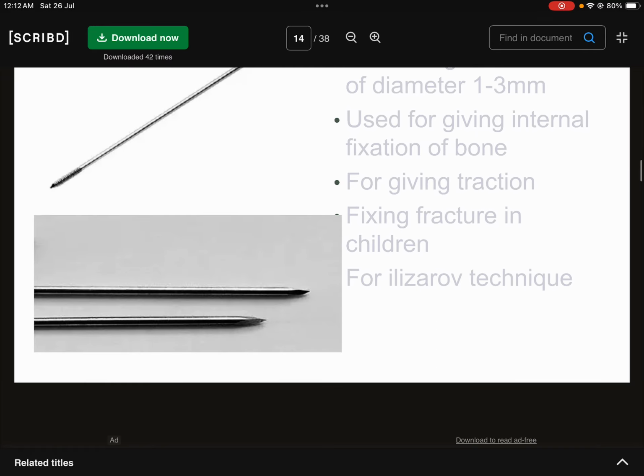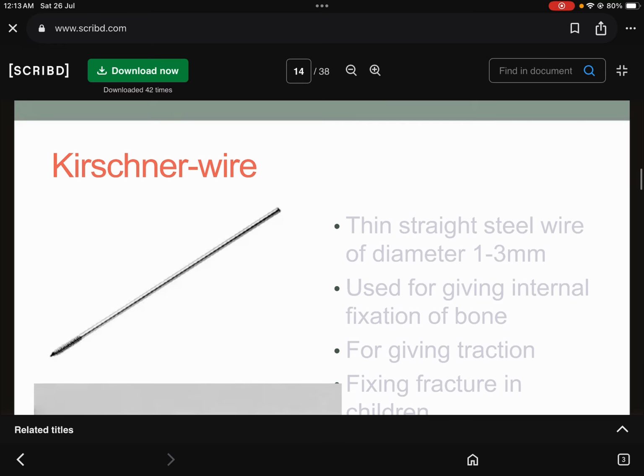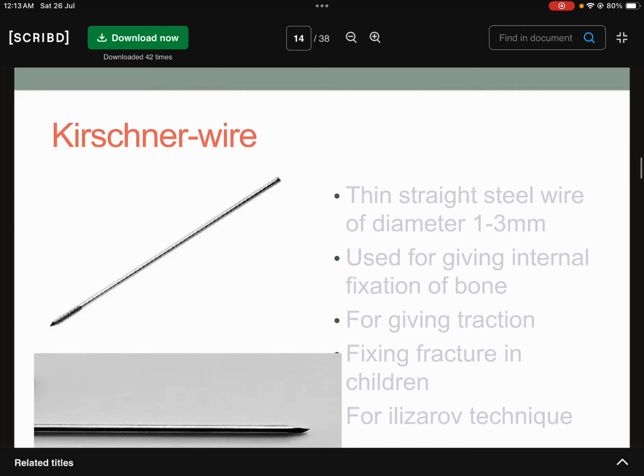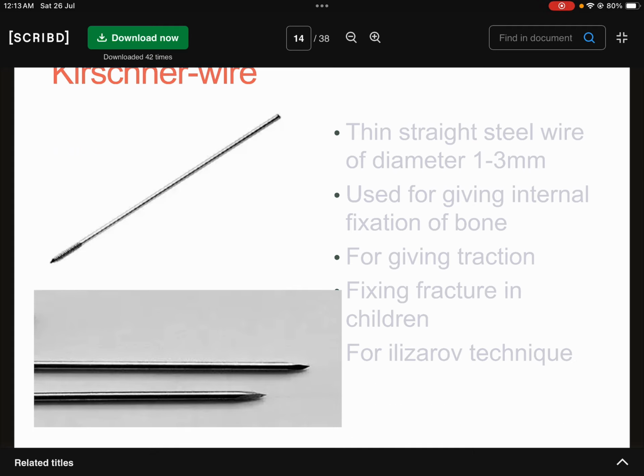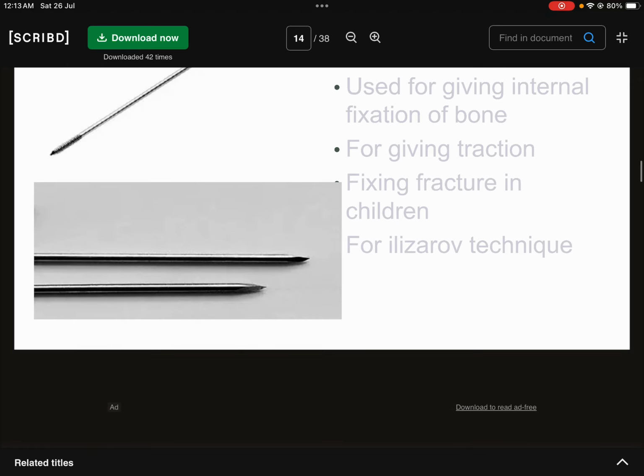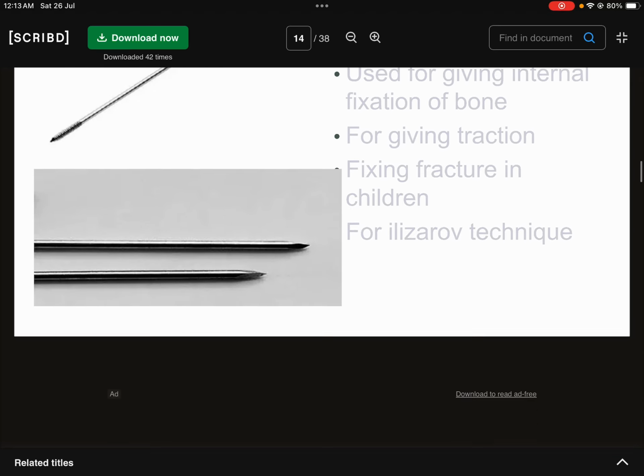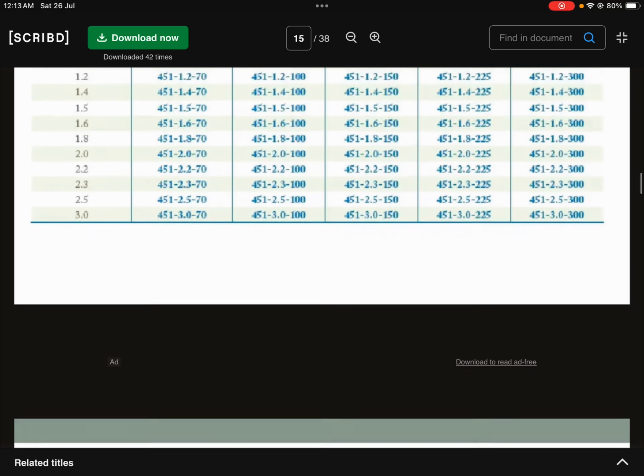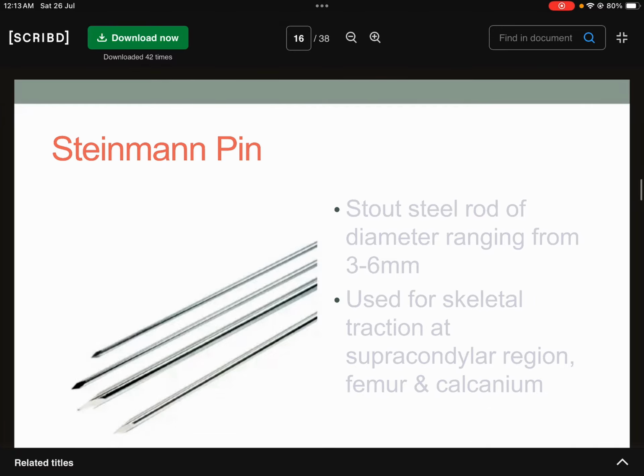This is the K-wire, threaded K-wire and normal K-wire. K-wire is used for all purposes in orthopedic surgery: to fix the bone, for temporary fixation. In all types of cases K-wire is used.